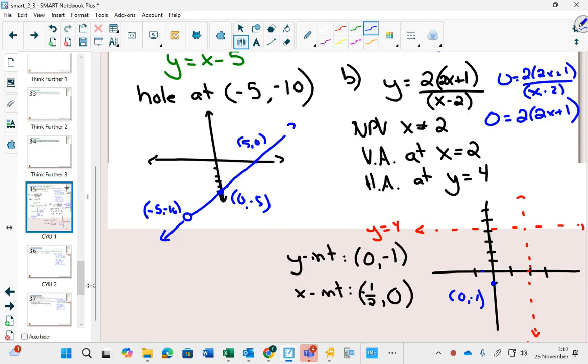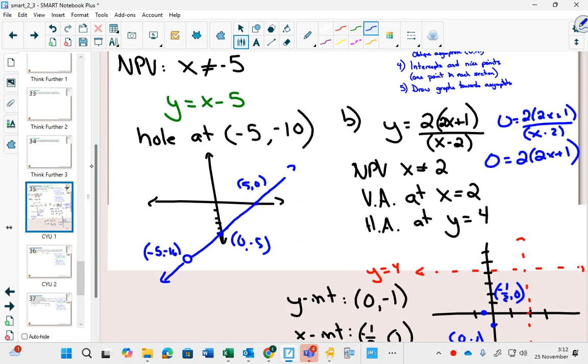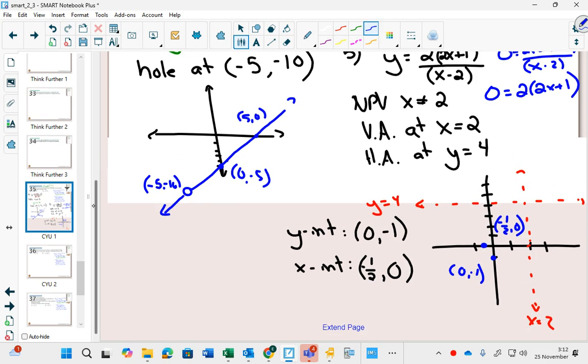So I go to my graph, negative 1/2, 0. I can label that point as well. That will be the only x-intercept, because that's the only way I can make the top equal to 0. And that's why factoring is nice to see. You can see all of your zeros right away. In fact, this is where it says intercepts and nice points. You need 1 point in each section.